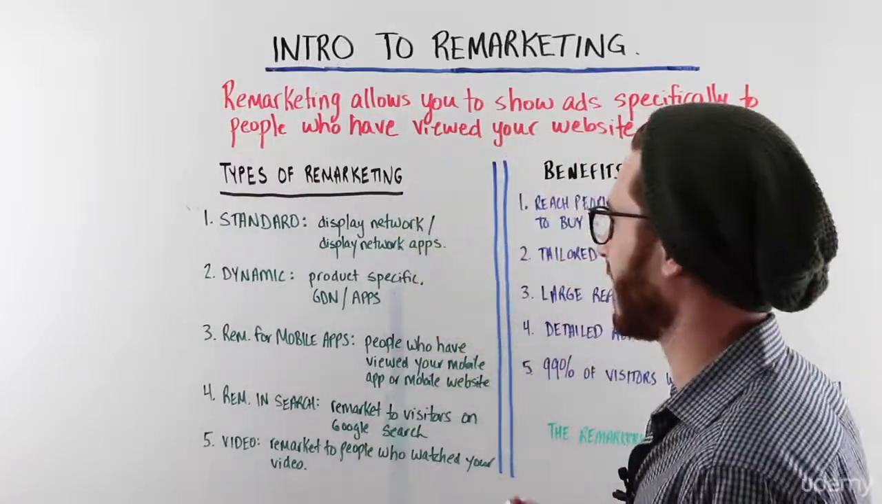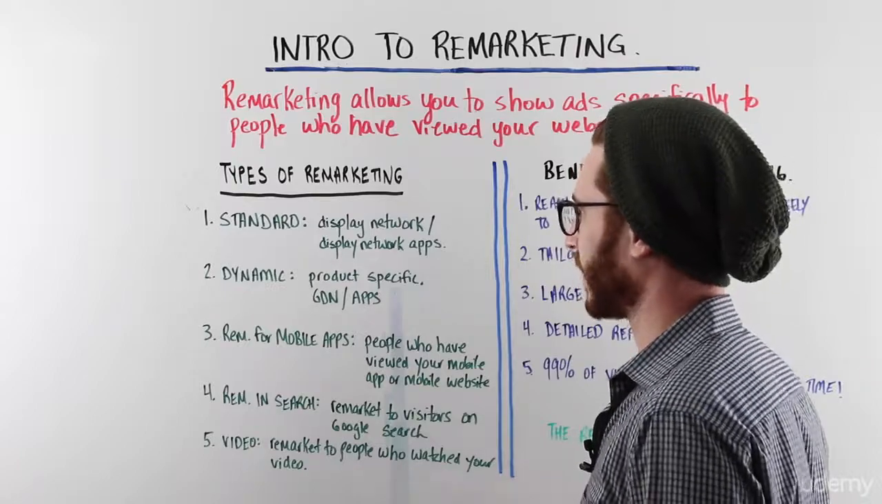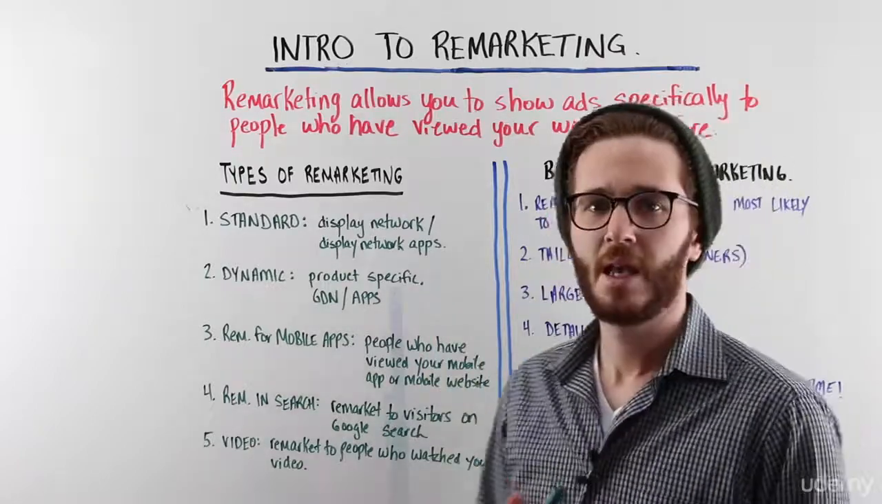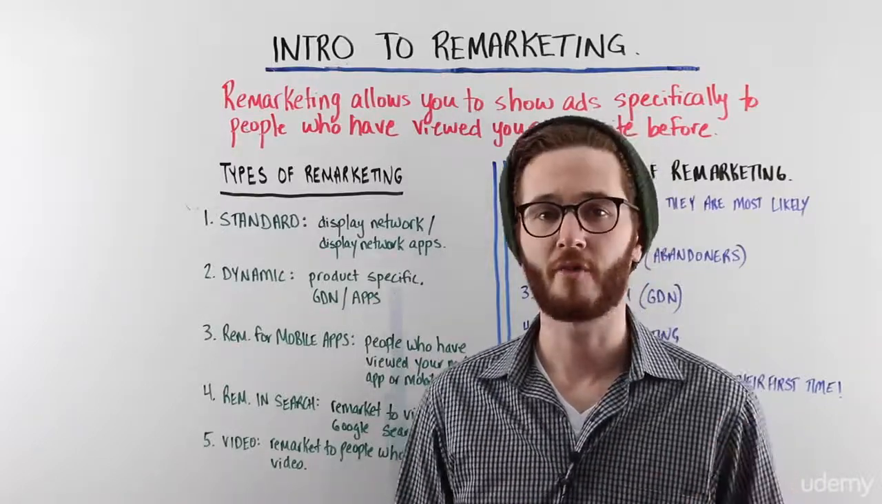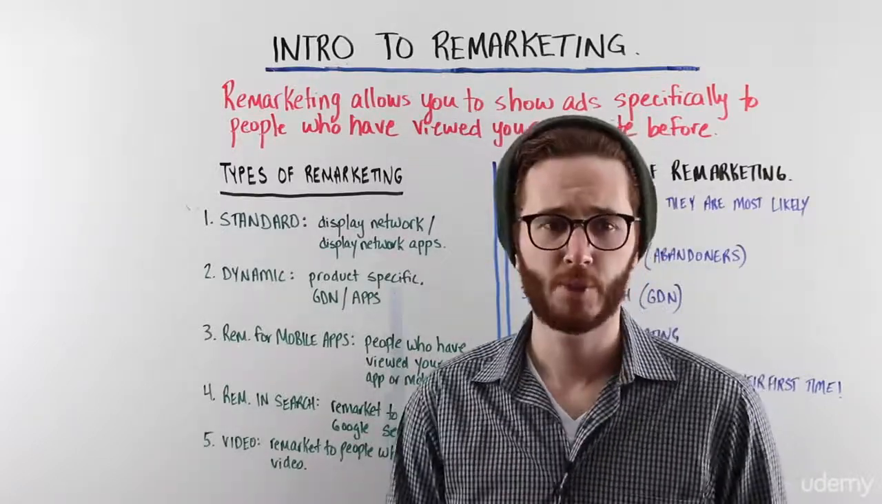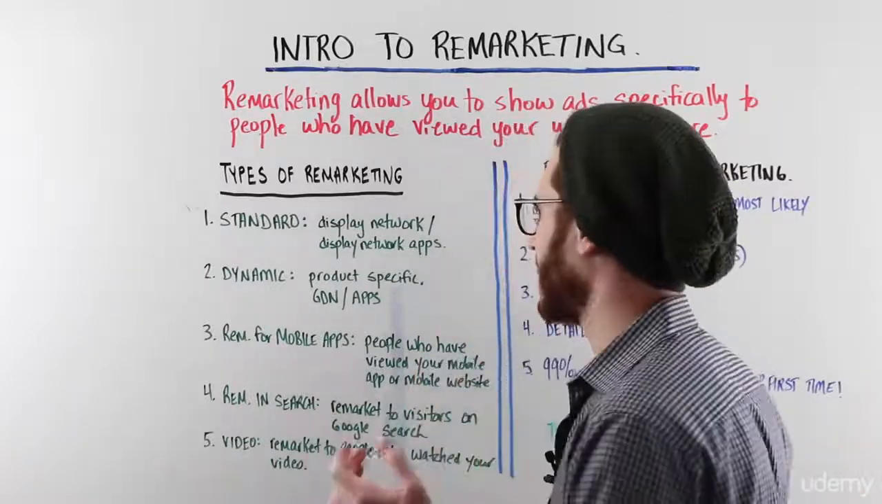The first type of campaign we have is a standard remarketing campaign. It is the display network and display network apps. What does that mean? Standard remarketing is somebody comes to my site, right? Say somebody comes to Poppin and they look for office chairs. They're browsing around our office chairs page, they then leave the site, maybe they add a chair to their cart, but they don't buy, and then they leave.